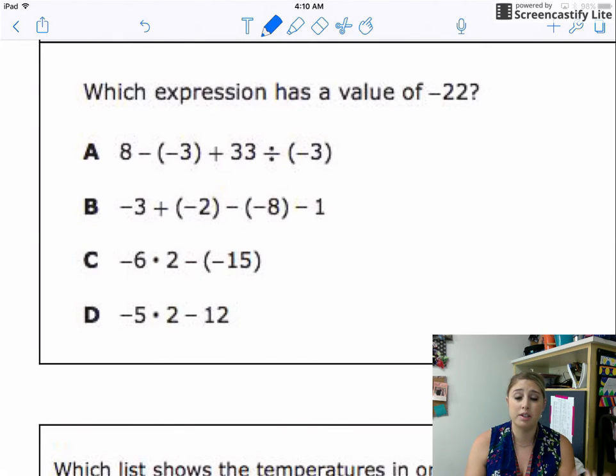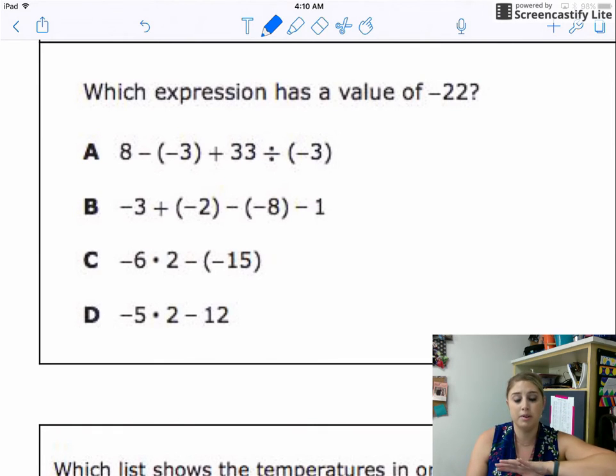So if you want to use your whiteboard instead of doing every single problem on this piece of paper, because there's not that much room, I am fine with that. So it says, which expression has a value of -22? We have to go through, it's 4 problems in one. We've got to do A, B, C, and D.